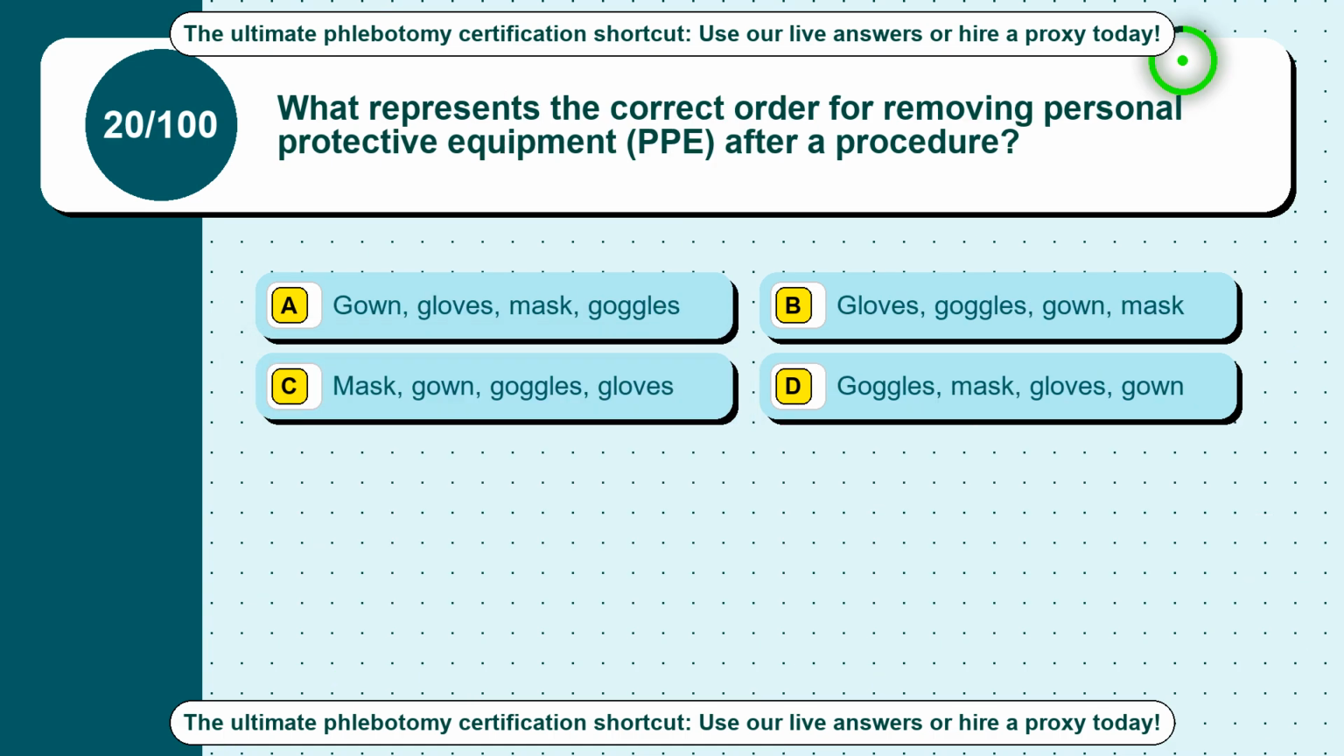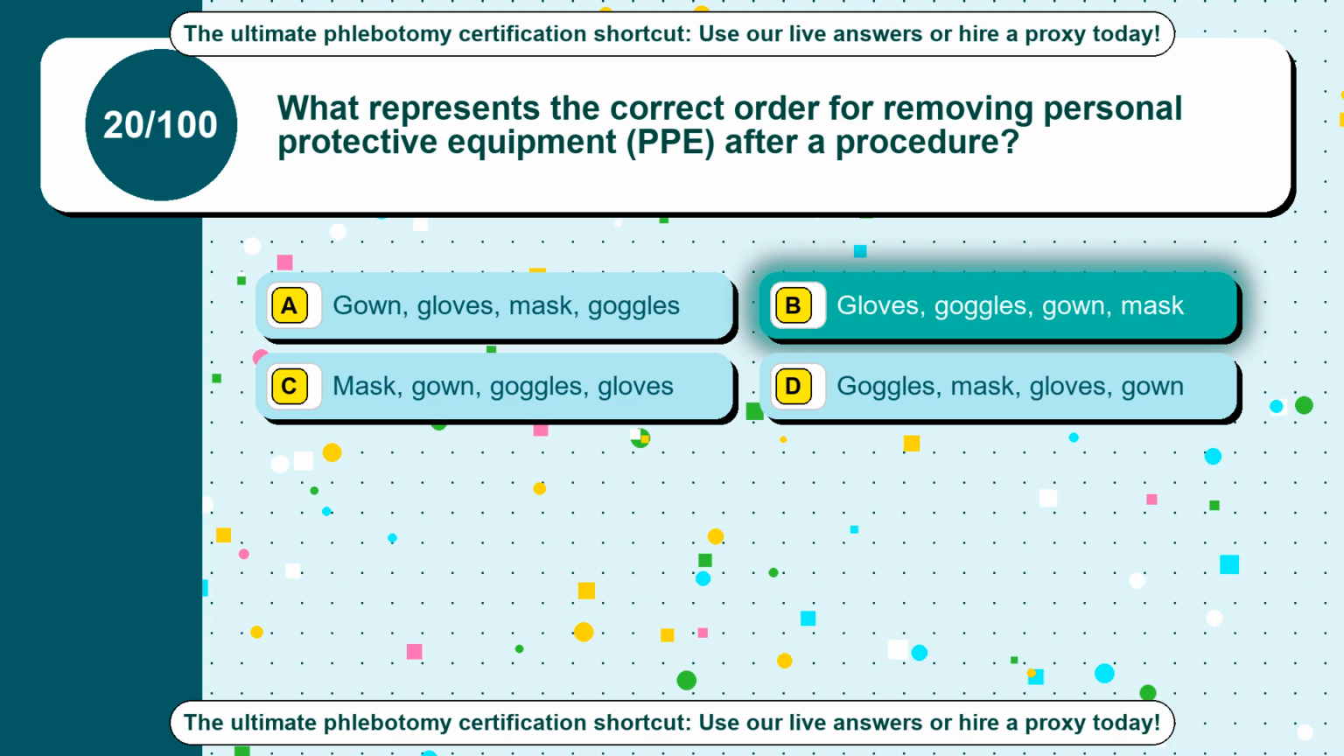Question 20. What represents the correct order for removing personal protective equipment, PPE, after a procedure? Option A, gown, gloves, mask, goggles. Option B, gloves, goggles, gown, mask. Option C, mask, gown, goggles, gloves. Option D, goggles, mask, gloves, gown.